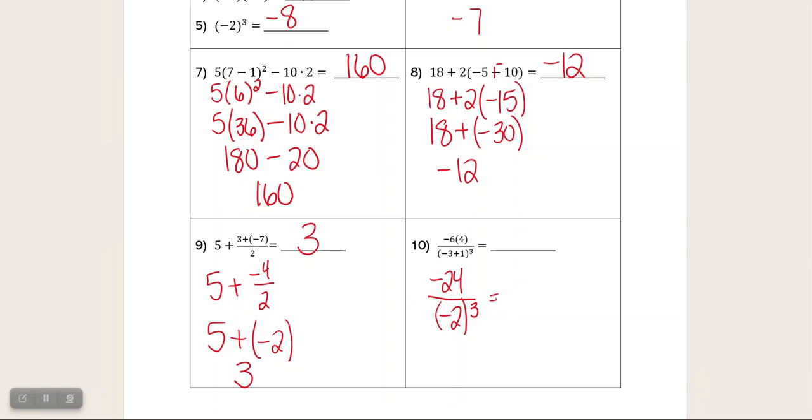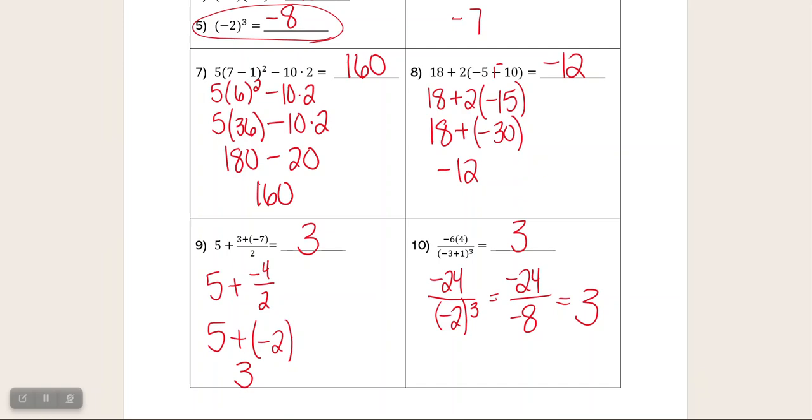And now we need to clean up the bottom with -2 times -2 times -2. We actually did that up here in number 5. That is -8. And now we can finally do the division. -24 divided by -8 is +3.